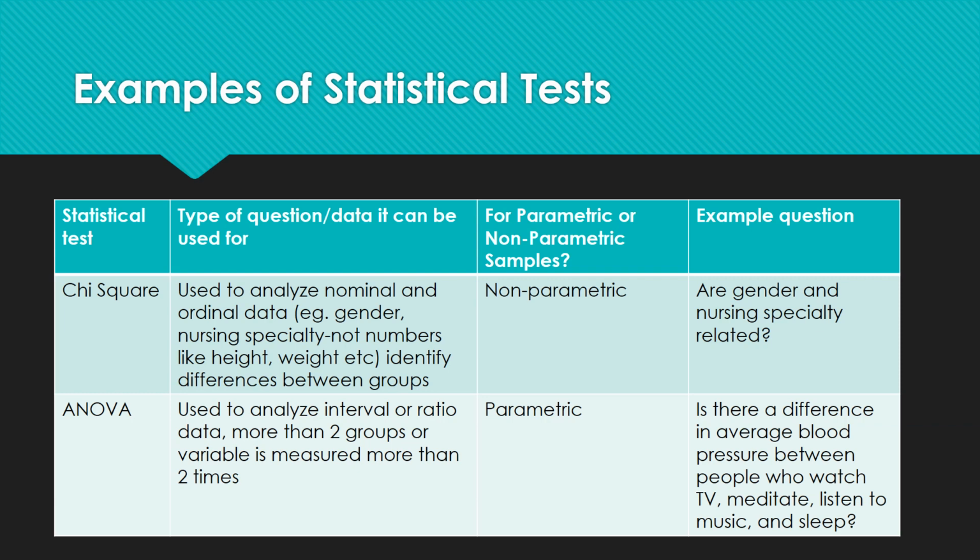So for example, let's say I have 4 different groups of people. One group meditated for 10 minutes, one group watched TV for 10 minutes, one took a 10-minute nap, and one group listened to classical music for 10 minutes. I now have a whole bunch of blood pressures, a whole bunch of data to work with, and I can divide it into 4 groups. With ANOVA, I can ask the question, did the blood pressure for participants in each group vary significantly?